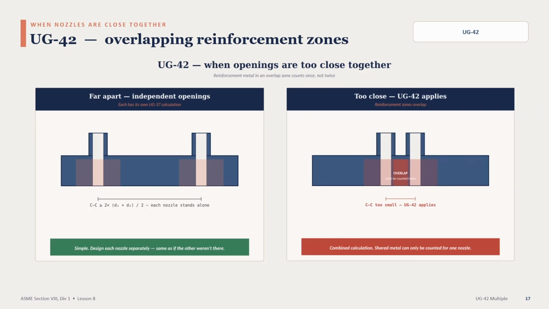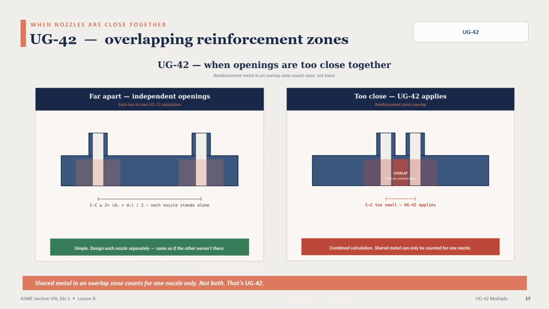But if the nozzles are close enough that their reinforcement zones overlap, look at the dark red region. Then that shared metal can only count for one nozzle, not both. That's UG-42. The math for this case is more complex. You do a combined calculation treating both nozzles as one system. Vessel design software handles this automatically, but you need to recognize when it applies.